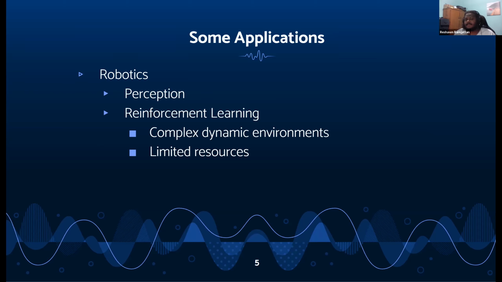Regarding reinforcement learning, a lot of RL problems exist in these complex or ever-changing environments. In some cases, even the reward function might change.